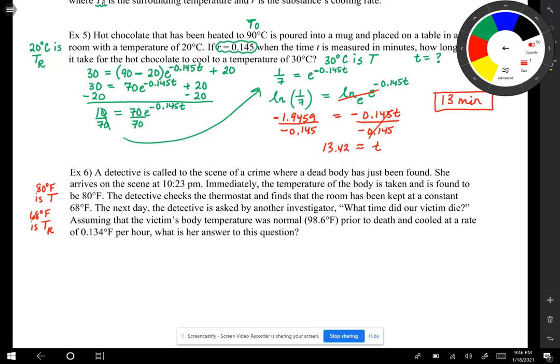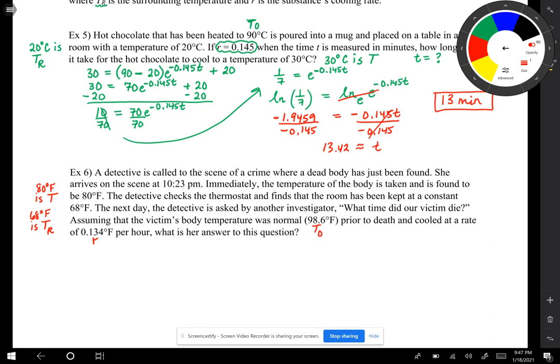The next day, the detective is asked by another investigator, "What time did our victim die?" Assuming that the victim's body temperature was normal, and normal means 98.6, so this was our initial temperature, T sub 0, prior to death, and cooled at a rate of, so this is definitely R, but just remember it's negative. So cooled at a rate, it's Newton's law of cooling. So even though that's the rate, you still have that negative in front. R is going to be positive, but you make sure you have that negative sign in front.